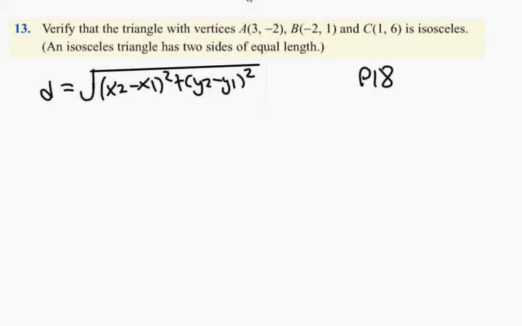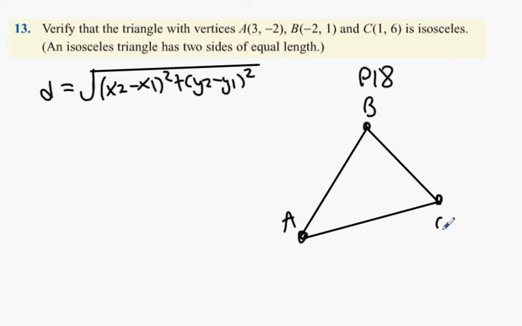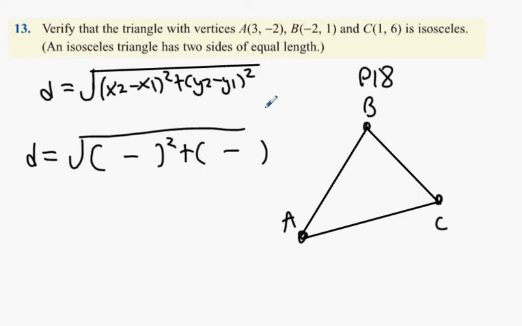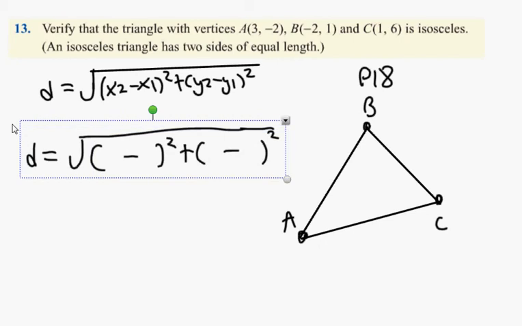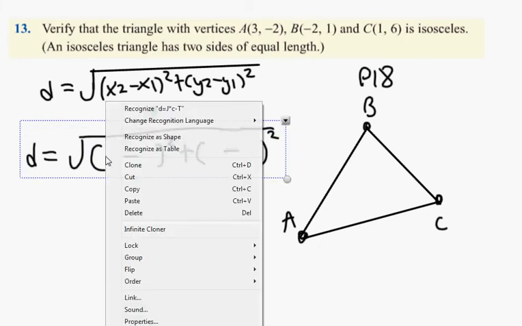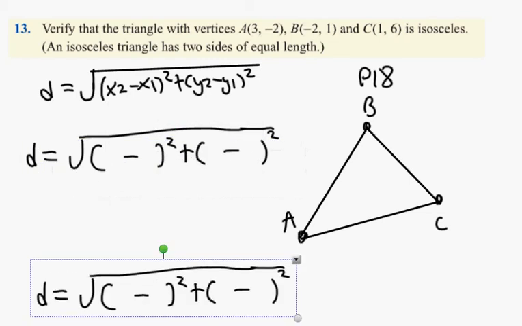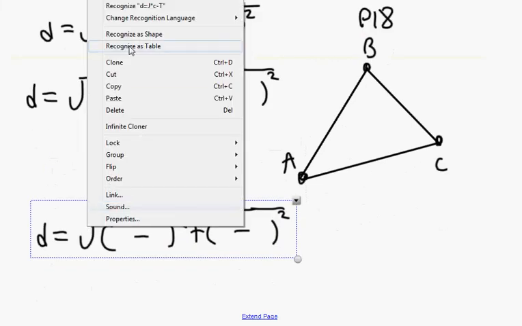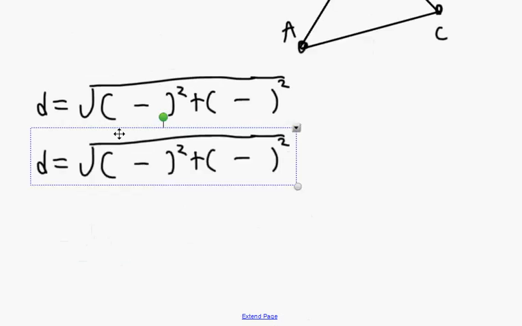Now, the trick is you have a triangle, and we don't really know what size it is. What we're suspecting is that two of the sides are going to be the same length. So we're going to fill in a couple of numbers every time and find out the length of each side. We're going to end up doing this roughly 3 times.